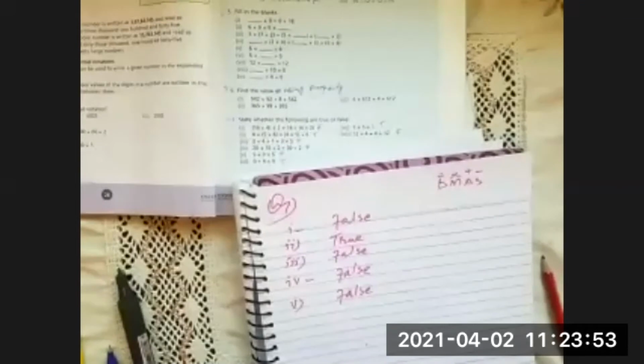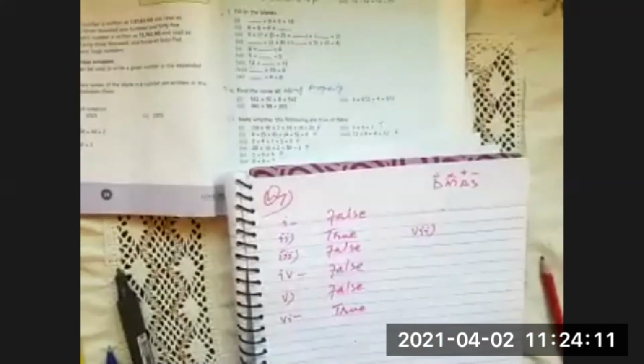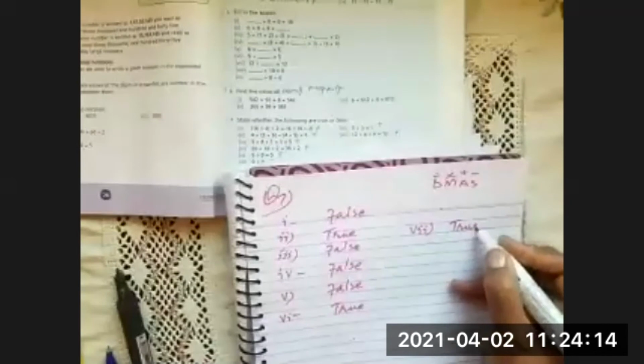Fifth part is 5 divided by 0 is equal to 5. This is false, because any number divided by 0 is not defined. Sixth part: 0 divided by 4 is 0. True. Seventh part is saying 5 divided by 5 is 1. True. Any number divided by itself gives you 1. Then 12 divided by 4 is equal to 4 divided by 12. False.